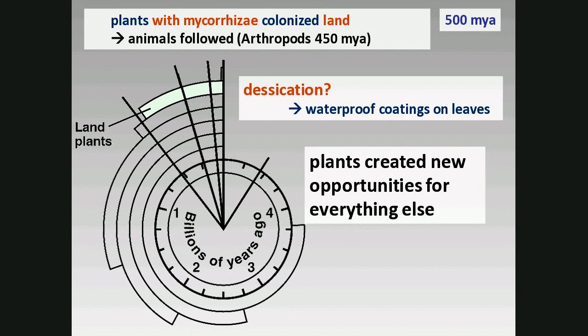Plants, moving on the land, would have developed these waterproof coatings on their leaves to prevent them from drying out. Even today, there are some plants that way. Red mangroves, if you touch the leaves of red mangroves, they have a thick waxy layer on them. It prevents them from drying out because they live in partially salty water. But in essence, with the arthropods and everything else, plants created new opportunities for everything else. Once the plants came onto the scene, then lots of other critters could evolve. The animals could come out onto the land and they had something to eat, and then an arms race began on land and the plants evolved.